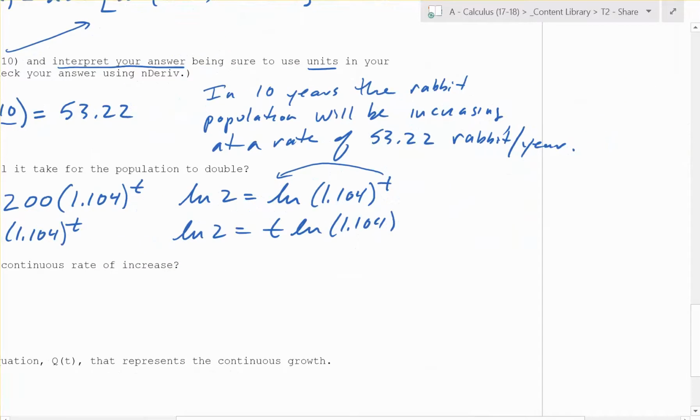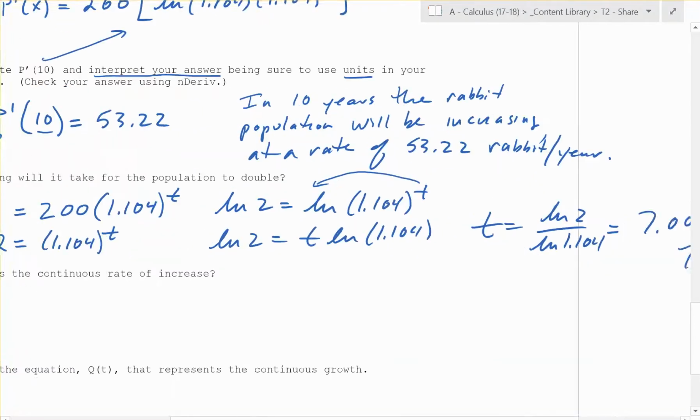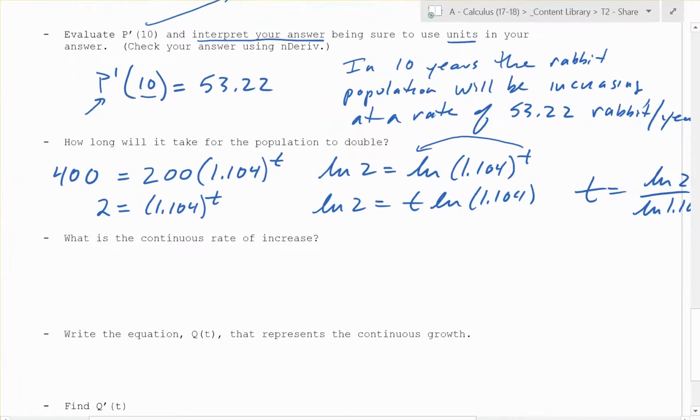So what does that mean? It means that t is equal to ln 2 over ln of 1.104. And if you use your calculator, that comes out to be 7.006. So what does that tell you? It takes 7 years, a little over 7 years, to double the population. And that's kind of something to remember too. If you're growing by about 10% a year, it'll take 7 years to double.